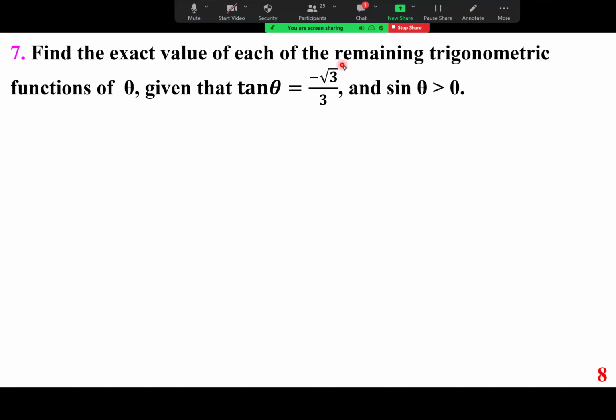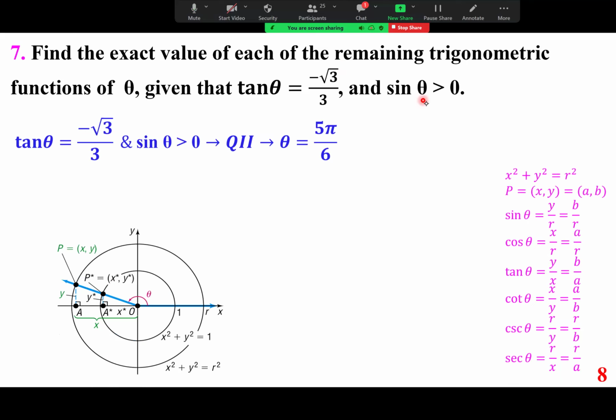We need to figure out the quadrant. They give us this tangent and they give us the sine. Tangent is negative. Remember, tangent is positive in the first and third quadrant, negative in the second and fourth quadrant, and sine is positive in the first and second. And that means quadrant two.